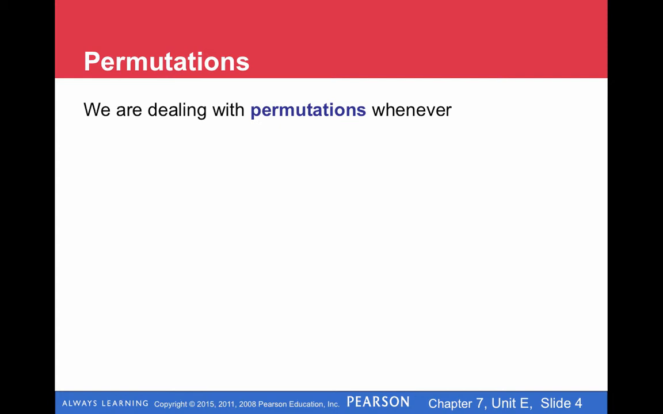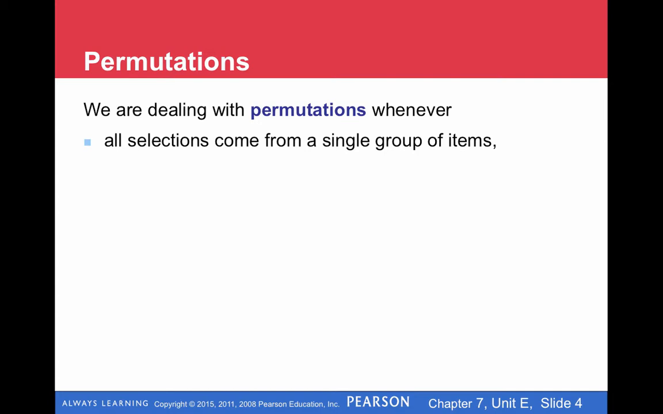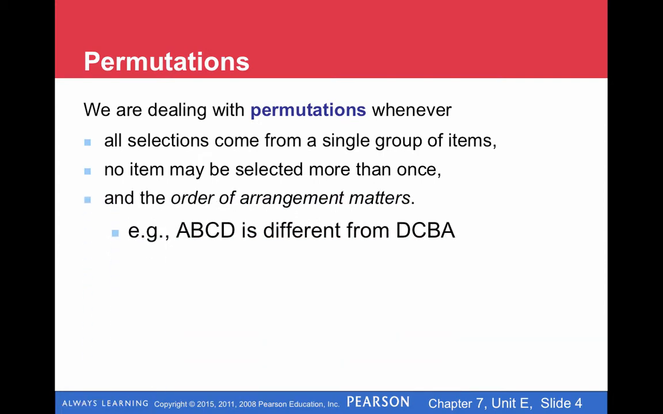So, permutations. We're dealing with permutations whenever all selections come from a single group of items. No item may be selected more than once, so we cannot repeat or select the same thing twice, which was not true in the previous example. And the order of the arrangement matters. A, B, C, D is different from D, C, B, A. Order matters when we select a president, vice president, and treasurer, things that involve rank, order from left to right, or passwords.